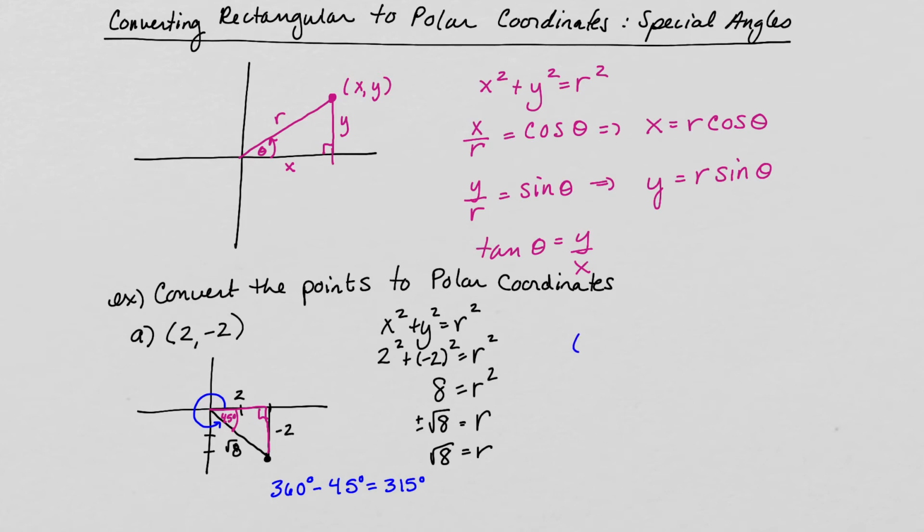So if I go to write r comma theta, in this case, that's going to be square root of 8 comma 315 degrees. So that's that point in polar coordinates. So let's try another one. B, minus 2 root 3 comma minus 2.